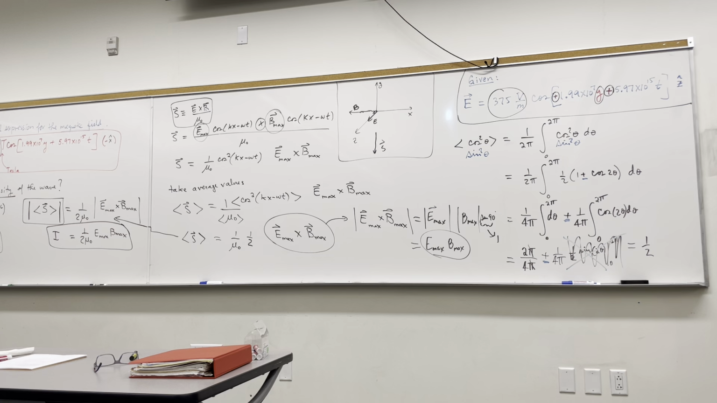And because B max, so this is one formula. You can use that to answer this question, right? What would that intensity be? It would be 1 over 2 mu naught, which is 4 pi times 10 to the minus 7. And then you multiply by the electric field amplitude, which is 375.